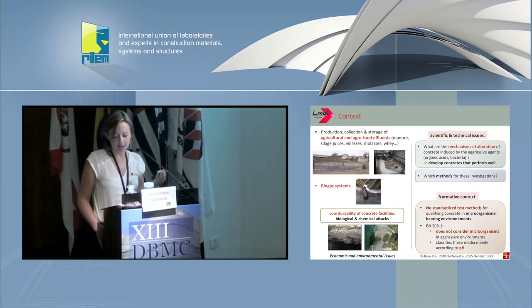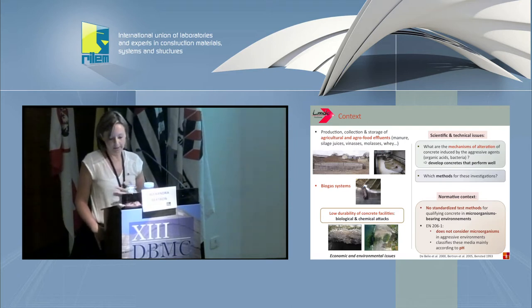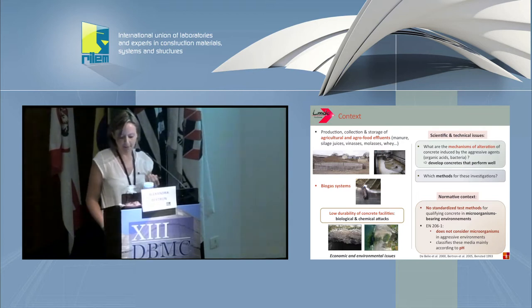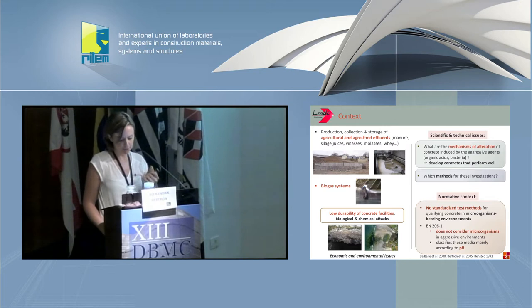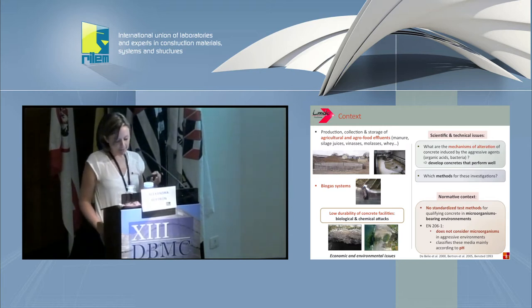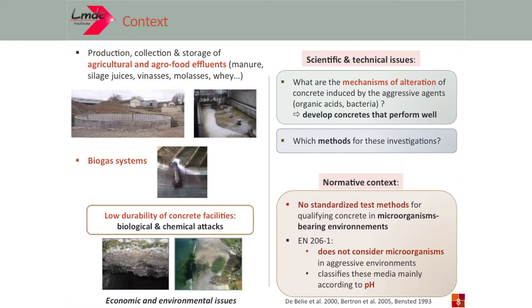So what are the mechanisms of alterations of concrete induced by the aggressive agents in order to develop concretes that perform well in these environments? And which are the methods for this investigation? Actually, there are no standardized test methods for qualifying concrete in microorganism-bearing environments. That's the first point. And moreover, for example, European Standard 206-1 does not consider microorganisms in aggressive environments, and moreover, it classifies this type of media mainly according to pH. These are two main shortcomings of standards.